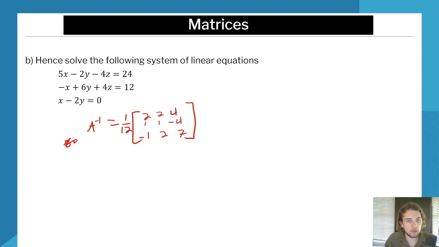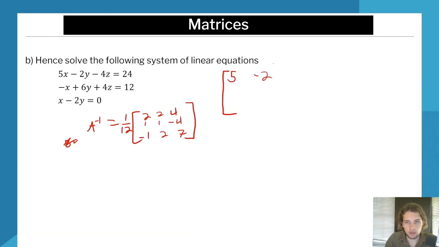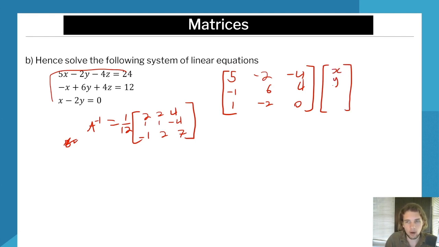So we want to solve the following simultaneous equations. So we can put A down first. So this is what A is. Minus 2, minus 4, minus 1, 6, 4, 1, minus 2, 0. Okay. So now that's the same as what we have here. We can multiply that by x, y, and z. And then we know that this equals 24, 12, and 0.